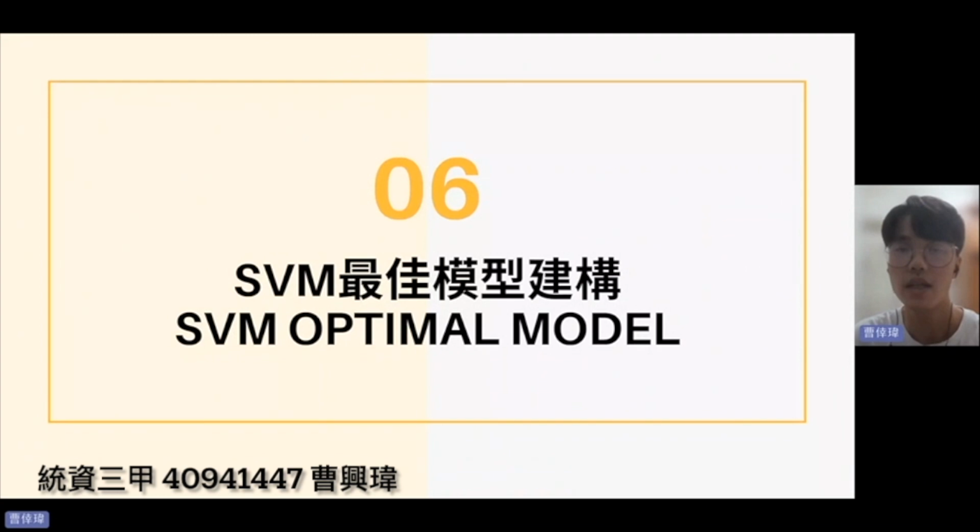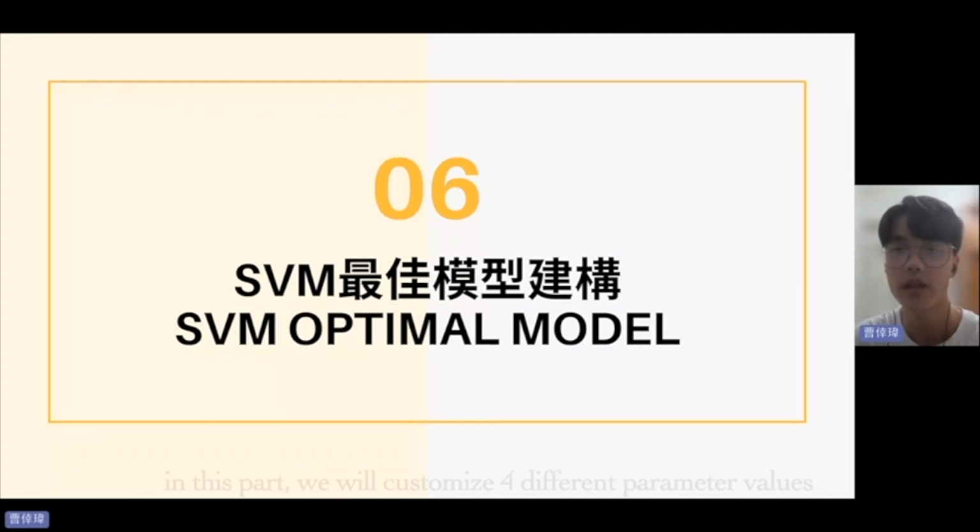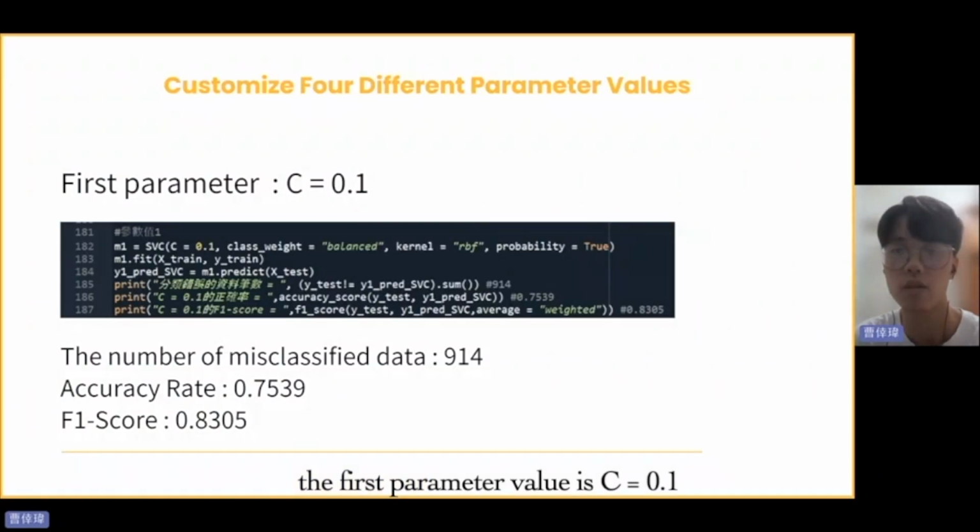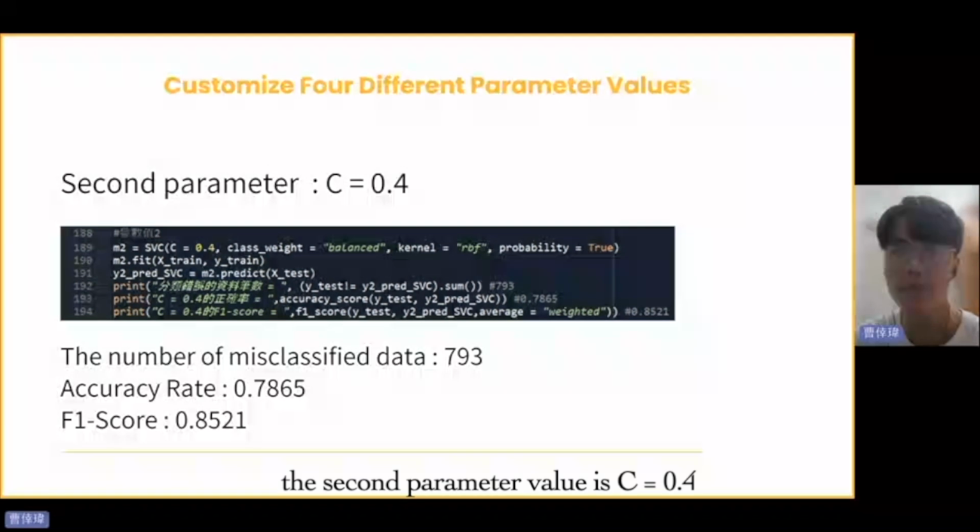The sixth part is the SVM optimal model. In this part, we will customize 4 different parameter values. The first parameter value is C equals 0.1. After building the model, we know that the accuracy rate is 0.7539.